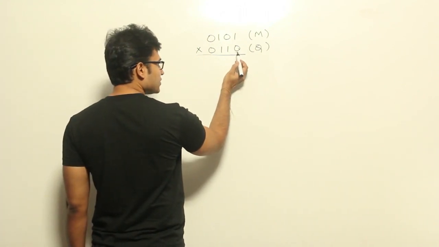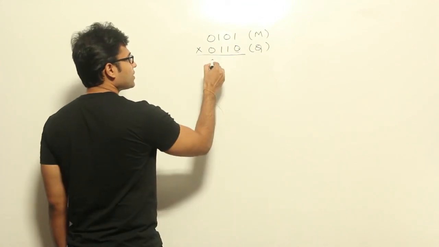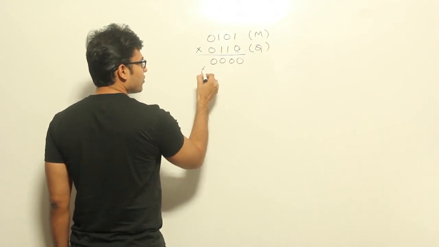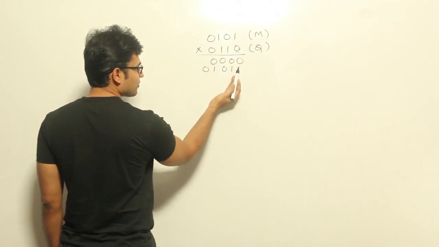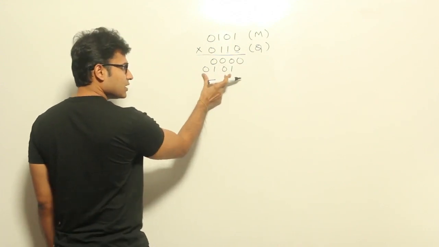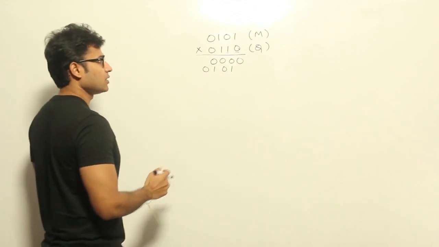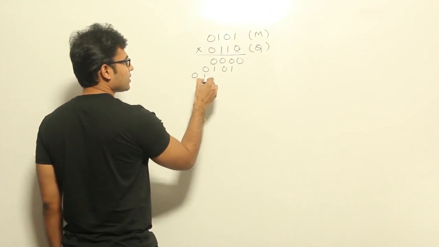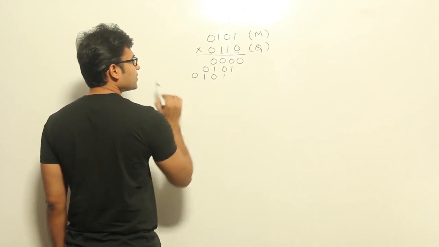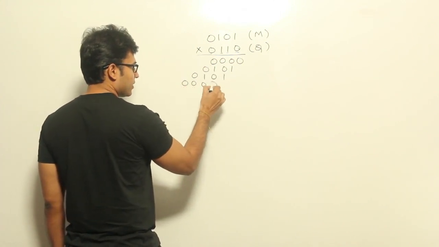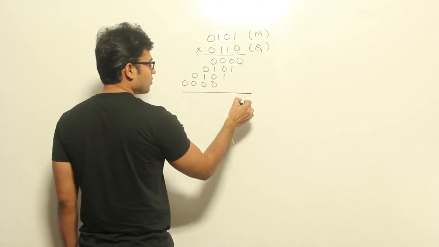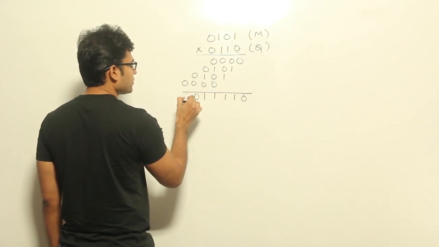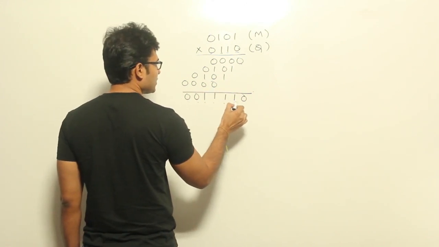Initially I take 0 and multiply, so I get 0 only. I write it, and next when I multiply with 1, I get 0101. If you observe, the next time I write it, I am just shifting it and writing it. That is an important observation. Next time, when I do this with 1, again I have to shift it and write it, and again if I multiply with 0, I have to shift it and write it. So now if you observe, the result is 0 1 1 1 1 0 0.